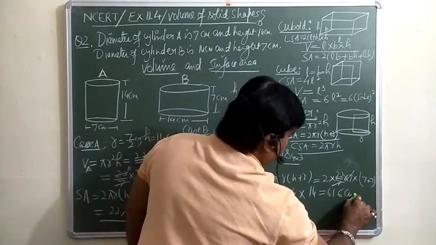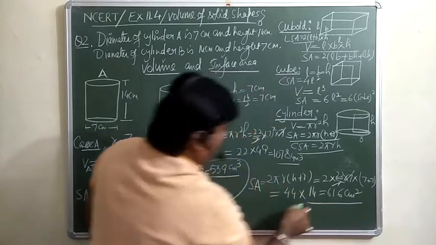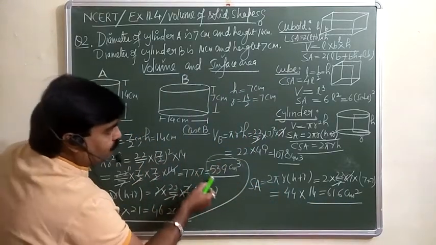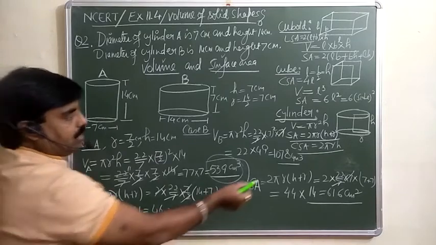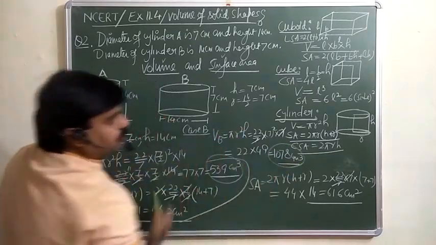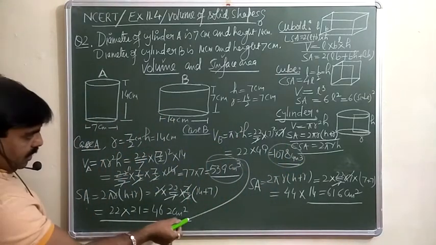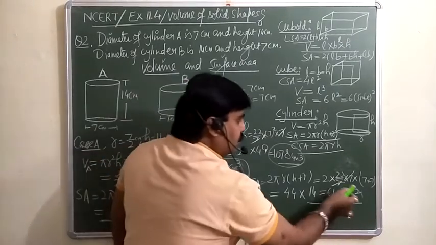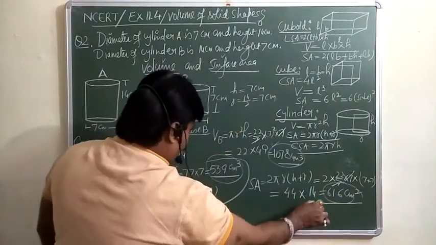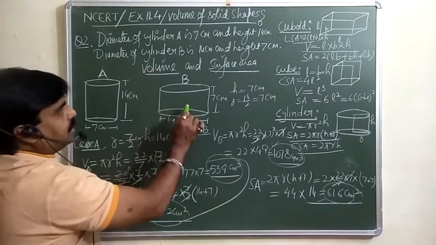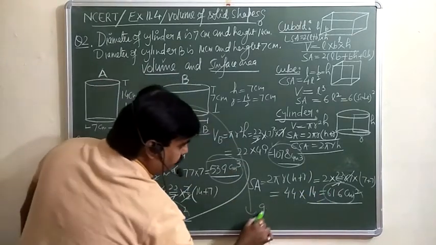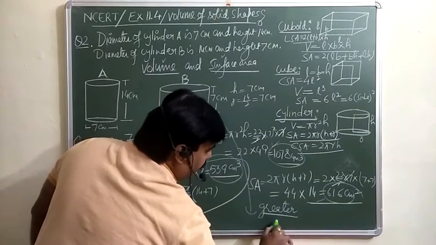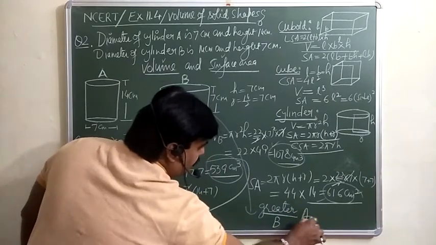616 centimeter square. So ultimately what we are getting: the volume of the cylinder A is 539 centimeter cube and here the volume is 1078 centimeter cube. Here the surface area is 462 centimeter square, and here it is 616 centimeter square. So volume and surface area, in both the cases, cylinder B has the greater. Have a look.